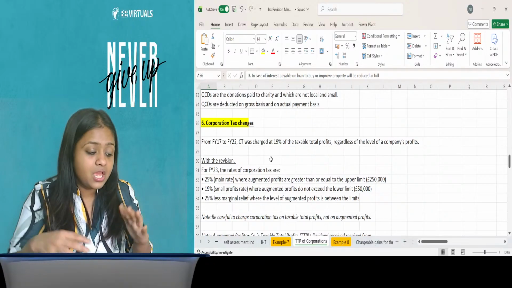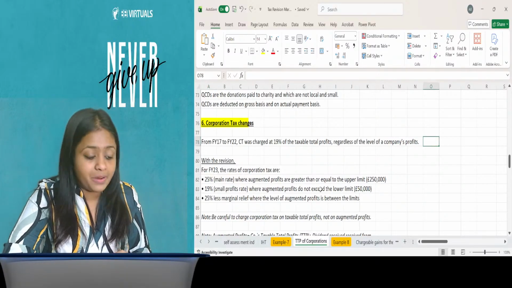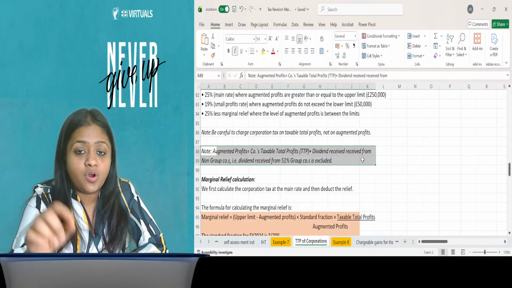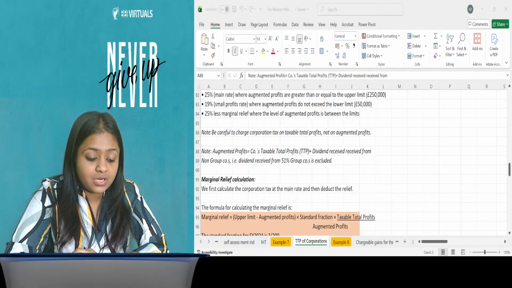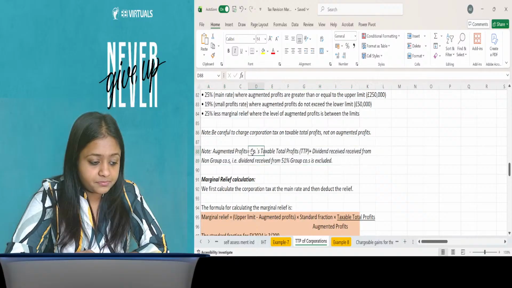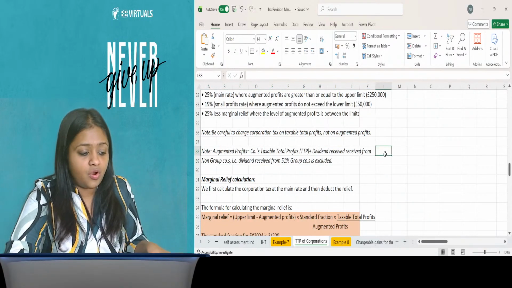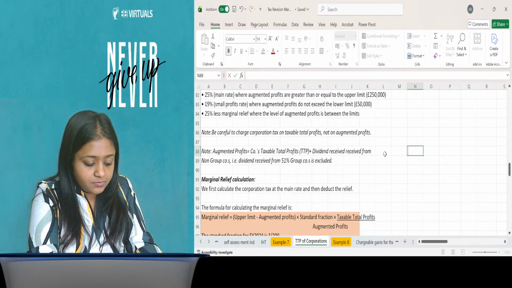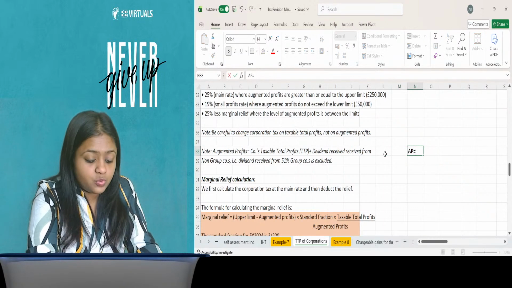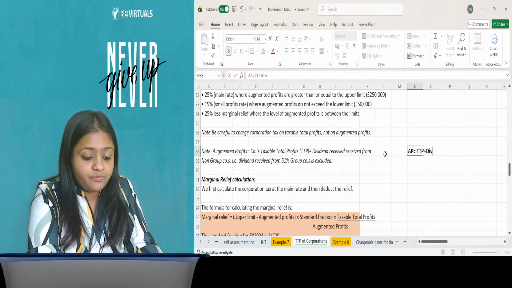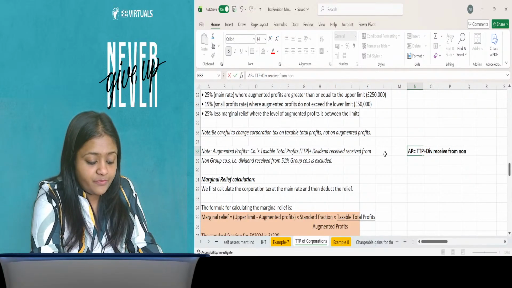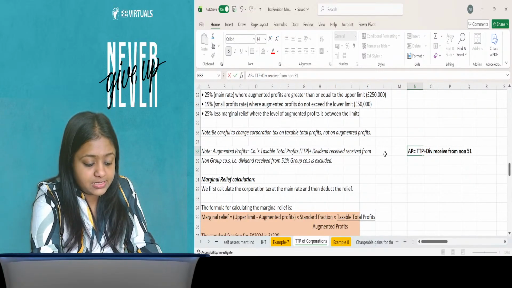Clear? Great. Now, how do we calculate augmented profit? Augmented profit, look at my screen, is simply the total of TTP. So augmented profit is equal to TTP plus dividend that we receive from non 51% group companies. What does this mean?